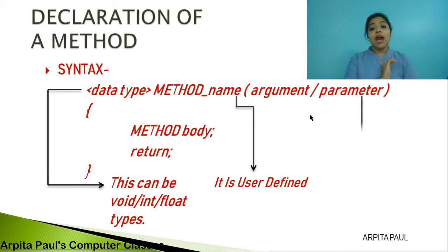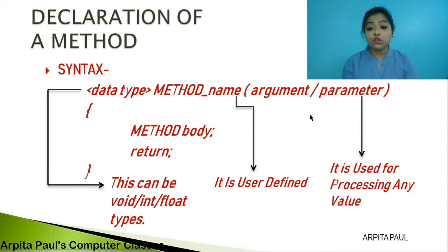Now argument or parameter is used to process any value. So we will take input here using this argument or parameter, and then we will use those values within the method to execute the statements or to perform any specific task. Now how to do that, I will show you later.